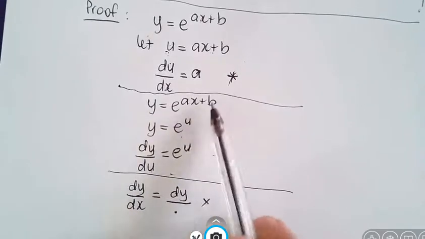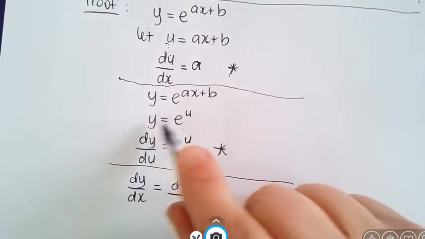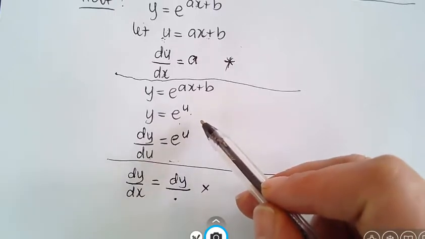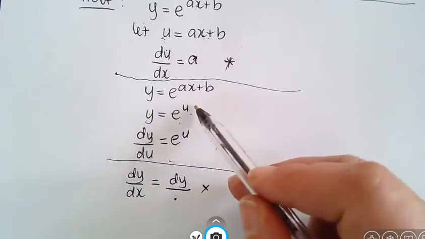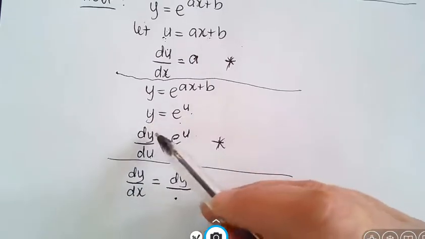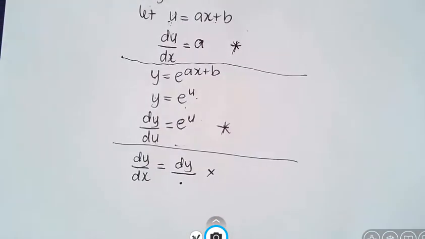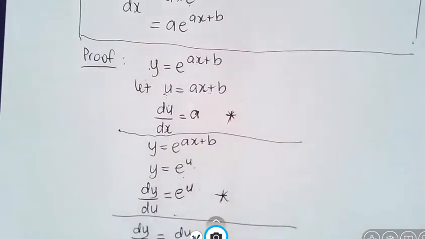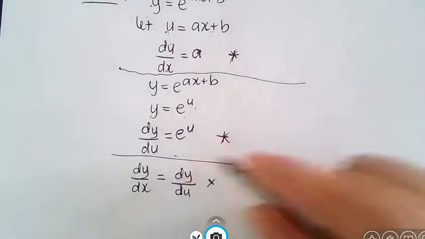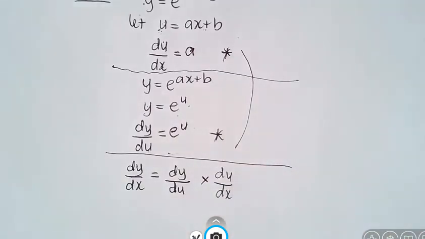If I go back to the original function and I've already let u equal ax plus b, I can just write my function as y equals e to the u. Now I already know how to differentiate that from last lesson. If that was y equals e to the x, then dy dx would be e to the x. This is, if y equals e to the u, then dy du, the derivative of y with respect to u, is e to the u. Now, what I really want to do is dy dx. So, dy dx is dy du times, I have to use these two, du dx. You've got to flip the other one upside down.